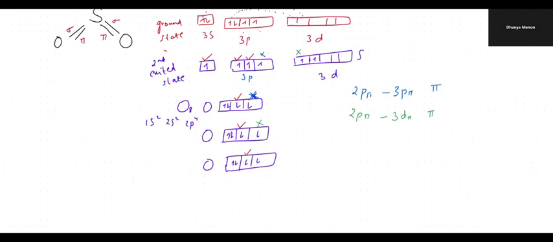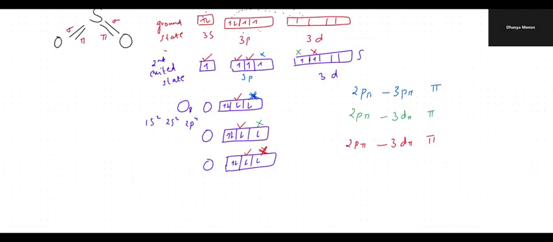There is yet another bonding, 2p orbital of oxygen, 2p pi with what? 3d orbital of sulfur, third pi bond. So these are the 3 pi bonds.